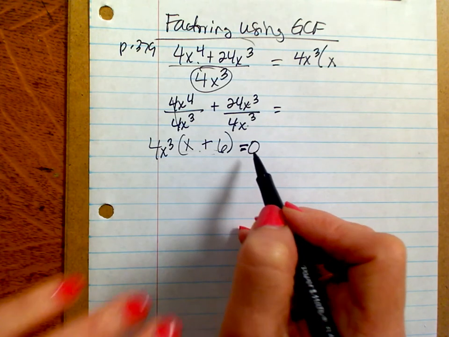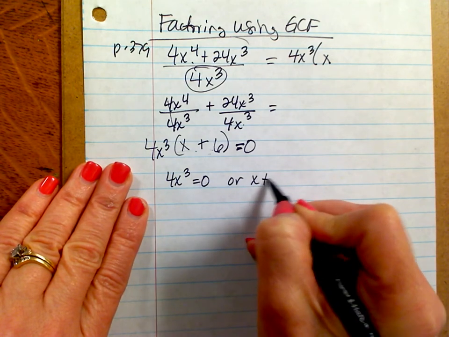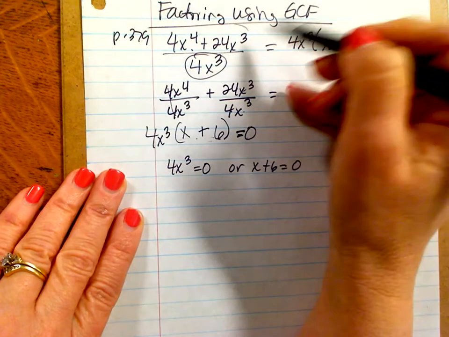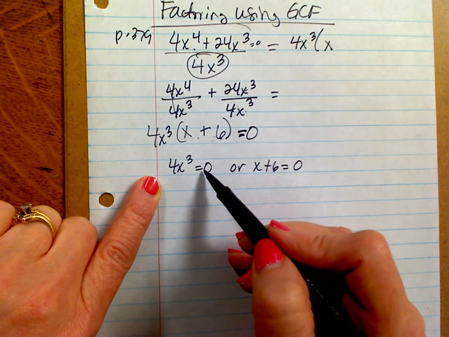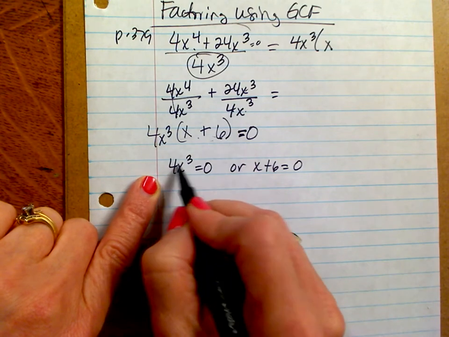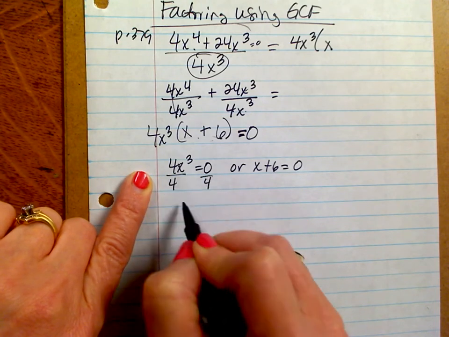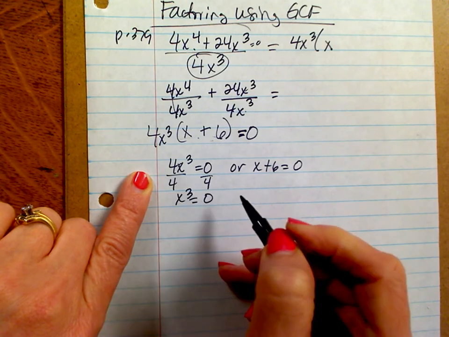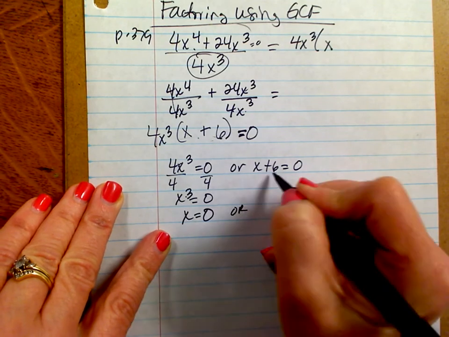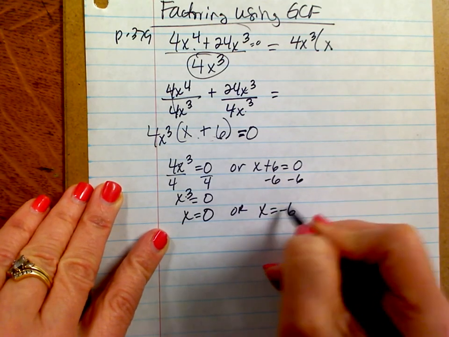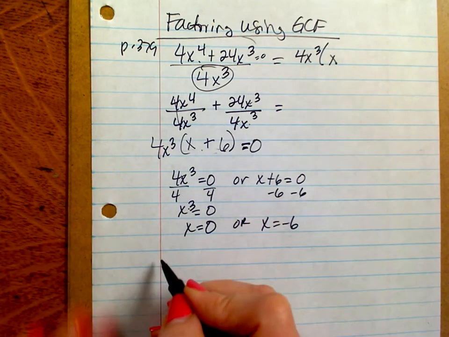Now you can solve this. So if we had 4x cubed equals 0, or x plus 6 equals 0. So if we made that equal to 0, well, in order to be 0 here, you got to be careful. Because 4 divided by 4, x cubed, 0 divided by 4 is 0. Okay, so what cubed equals 0? So x is going to equal 0, or x is going to equal a negative 6 in this type of situation, if it was equal to 0. Okay, I know that was kind of fast.